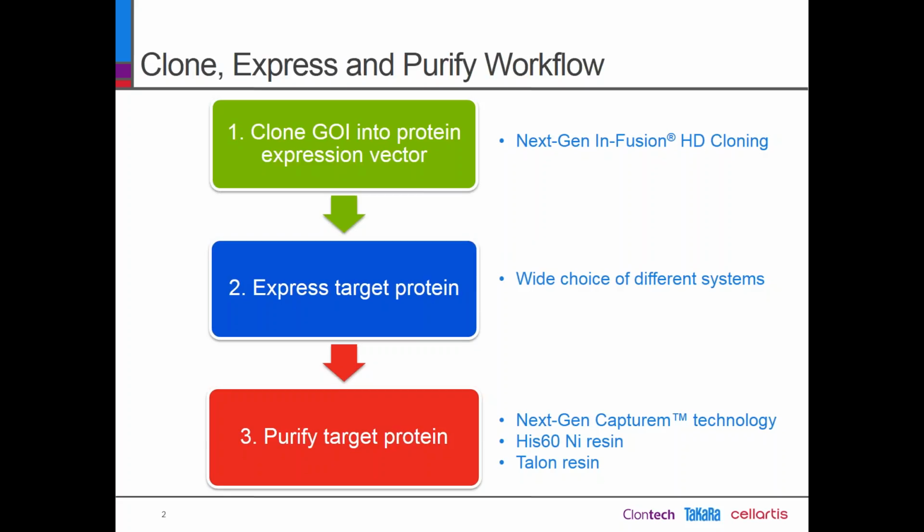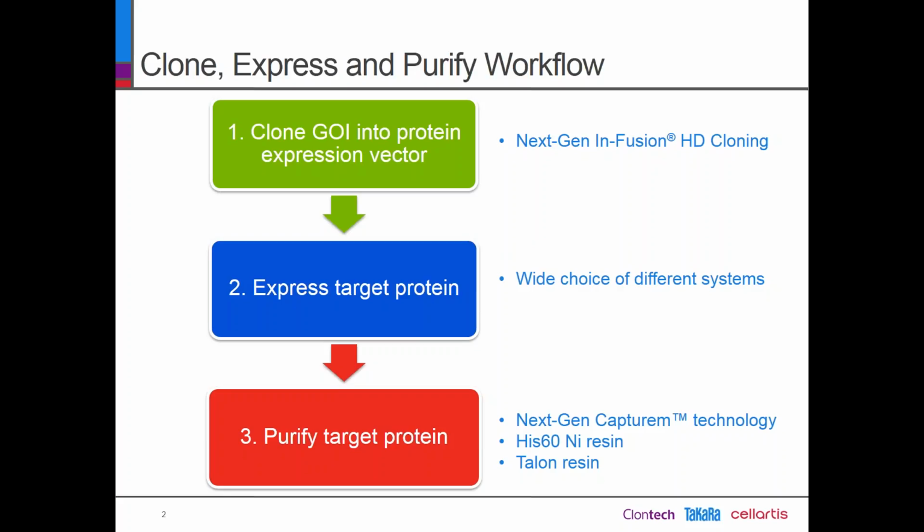So this is what we are going to talk about today. You can express his-tagged proteins from different organisms, including secretory protein systems like Bacillus subtilis, and the last part will also be about purification of proteins, like using the next-gen Capture technology for very fast and easy spin column purification, or also for antibody purification. So this is the general outline.